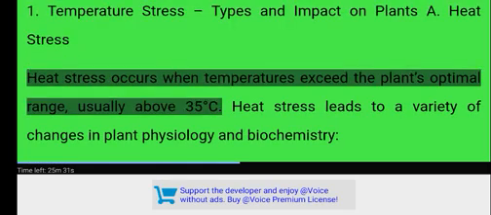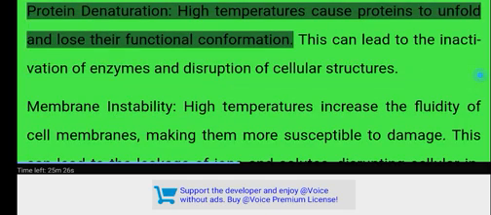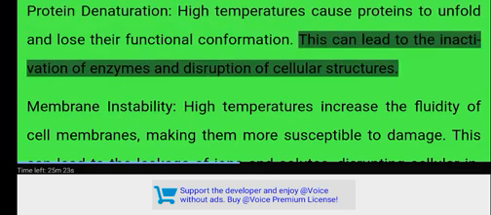Heat stress occurs when temperatures exceed the plant's optimal range, usually above 35 degrees Celsius. Heat stress leads to a variety of changes in plant physiology and biochemistry. Protein denaturation: high temperatures cause proteins to unfold and lose their functional conformation. This can lead to the inactivation of enzymes and disruption of cellular structures.